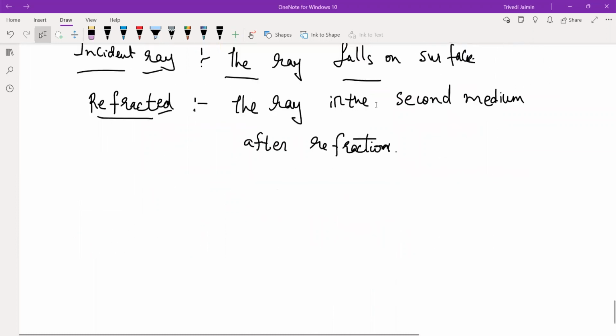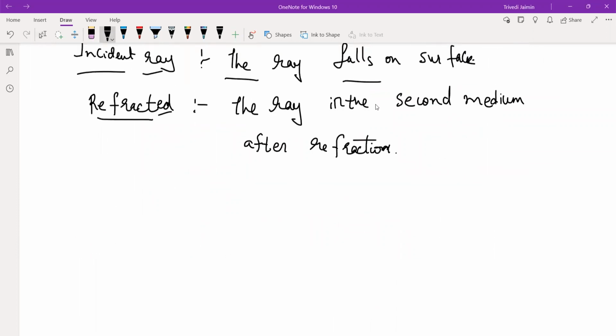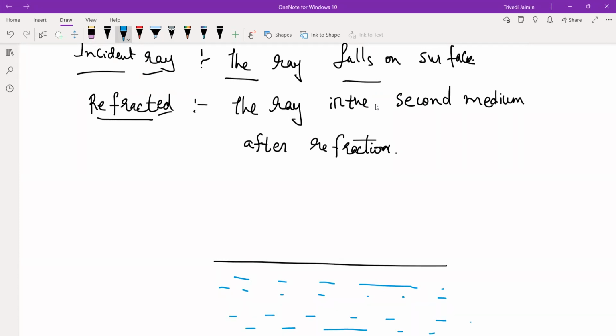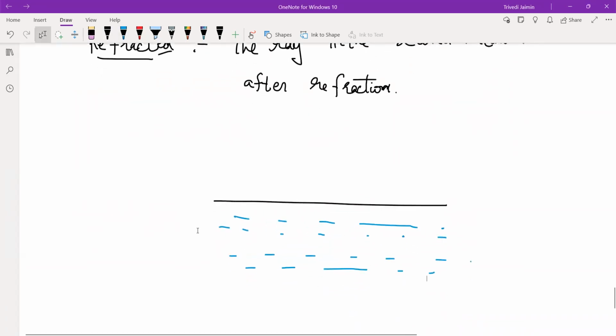So let's draw this medium, which we drew previously. Suppose water is one medium and air is another medium. So there are two mediums. So for that we need to make one normal ray.